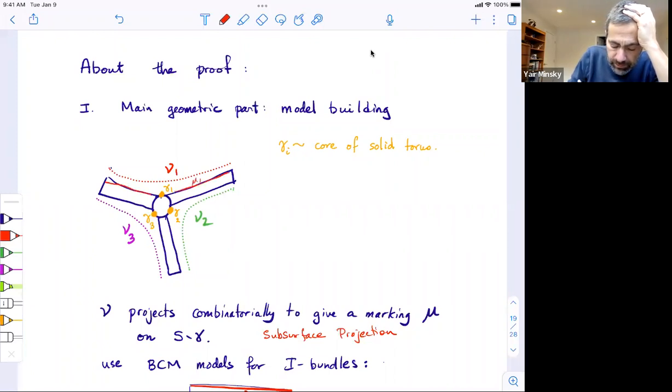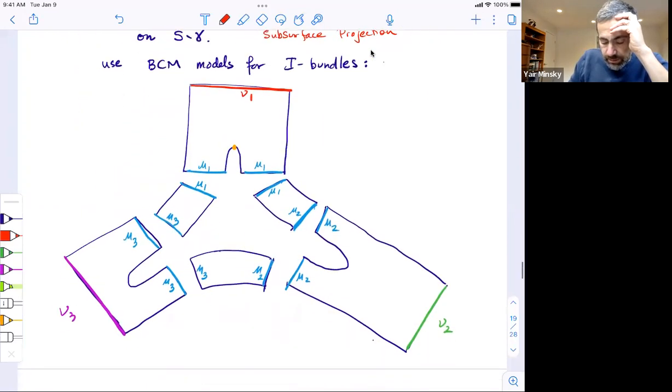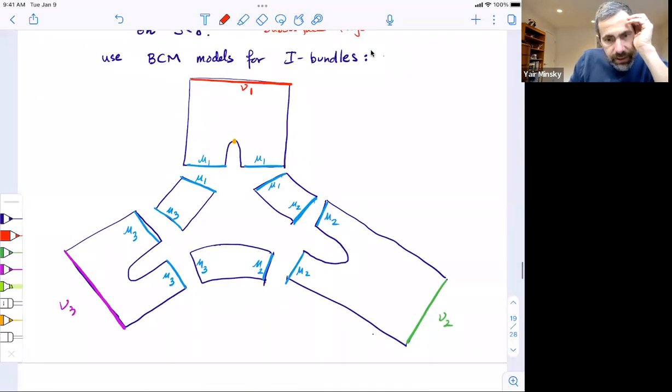So let's write it here. Mu1 lives in the complement of gamma1, mu2 here, and so on. So you imagine a curve system living on the surface, on those subsurfaces. And then we use this information to build a bunch of I-bundle models from the slide I talked about before. So here's a very rough indication of what you do.